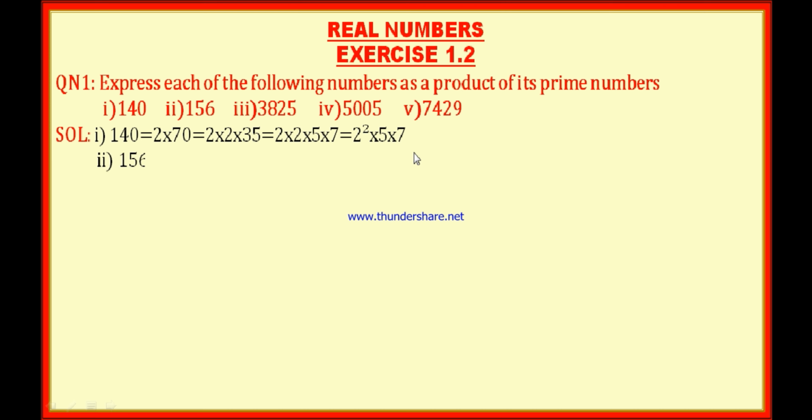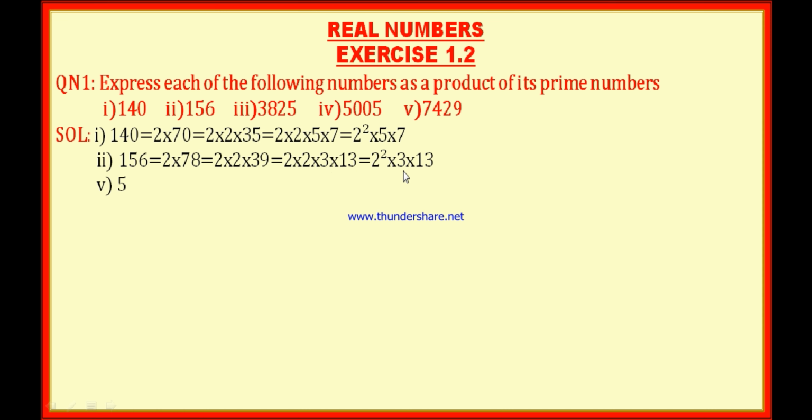Now we will solve another bit, that is 156. Second bit is 156. Since the units place is 6, it is divisible by 2. 2 into 78. Write this first 2. 2 into 78, 39 times, therefore it is 2 into 2 into 39. Now 39 is not divisible by 2 but it is divisible by 3. 3 in 39, 13 times. Now 2 into 2 is 2 square into 3 into 13.